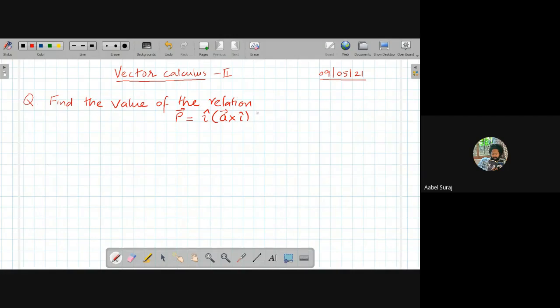Plus J cross A cross J plus K cross A cross K. So this is the relation, and you need to find the value of this relation. We have discussed the vector triple product.